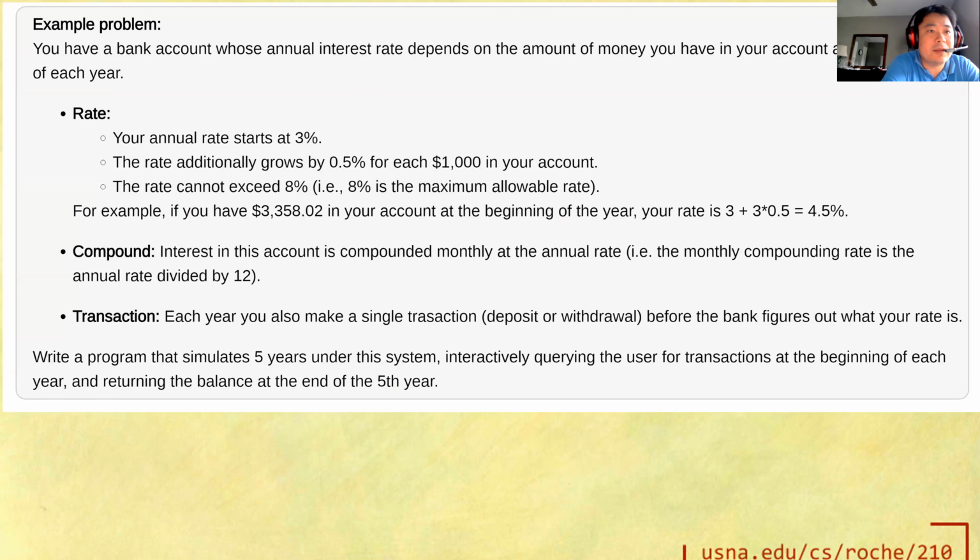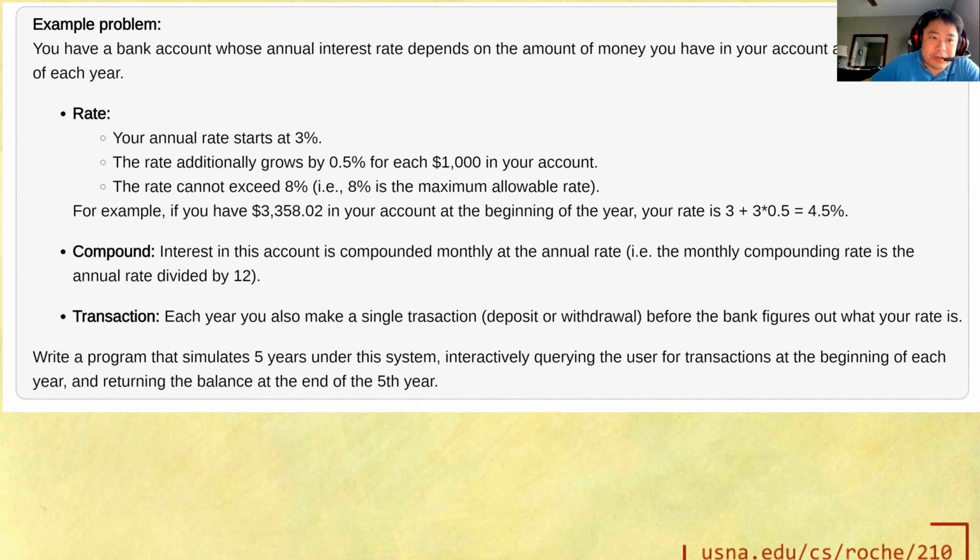As an example, let's think about this. You have a bank account whose annual interest rate depends on the amount of money you have in your account at the beginning of each year. Your annual rate starts at 3%. The rate additionally grows by 0.5% for each 1,000 in your account. The rate cannot exceed 8%. 8% is the max.